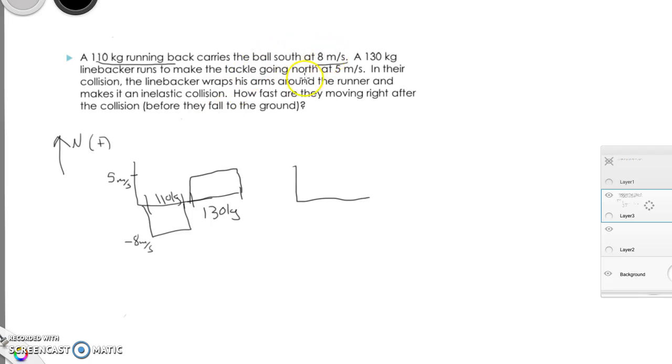In their collision, the linebacker wraps his arms around the runner and makes it an inelastic collision. How fast are they moving right after the collision? If it's inelastic, they collide and they stick, so their masses are combined. Since they're moving together, we can add their masses together. The question is how fast they're moving right after the collision, so that's what we're going to solve for.